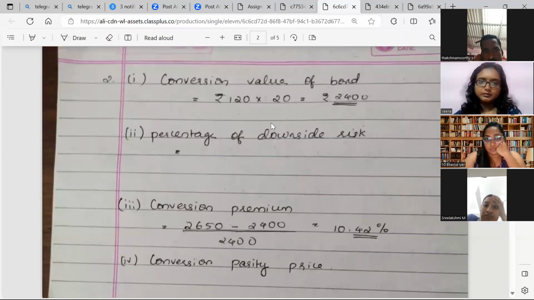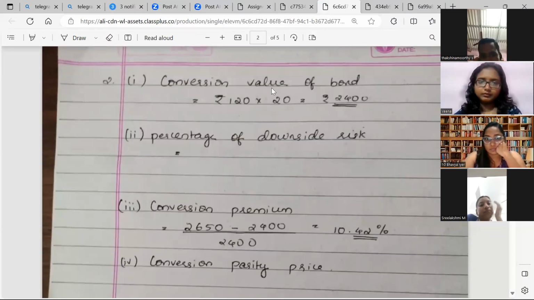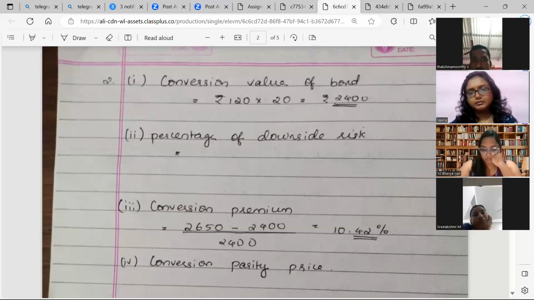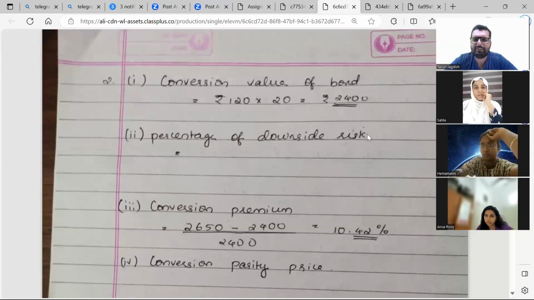We'll start with Sahela. You got the conversion value of the bond as 120 into 20. Again, Sahela, where is the formula for this? No formula. That's an important point. If you're putting it this way, you have to write the formula. If you're putting it in the method that I do in my class, I write point number A, point number B. That itself becomes the formula because I'm giving it in a logical manner.